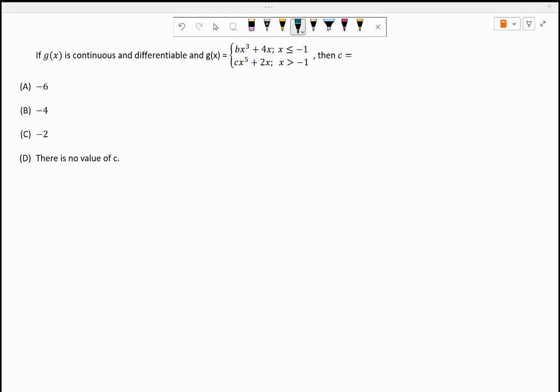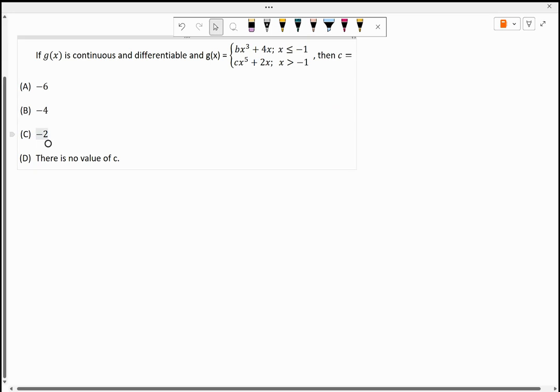Today we'll do the following problem. If g of x is continuous and differentiable and g of x is this piecewise defined function, then c is equal to what value? So we're going to take a look at the first piece of information we know. g is continuous.